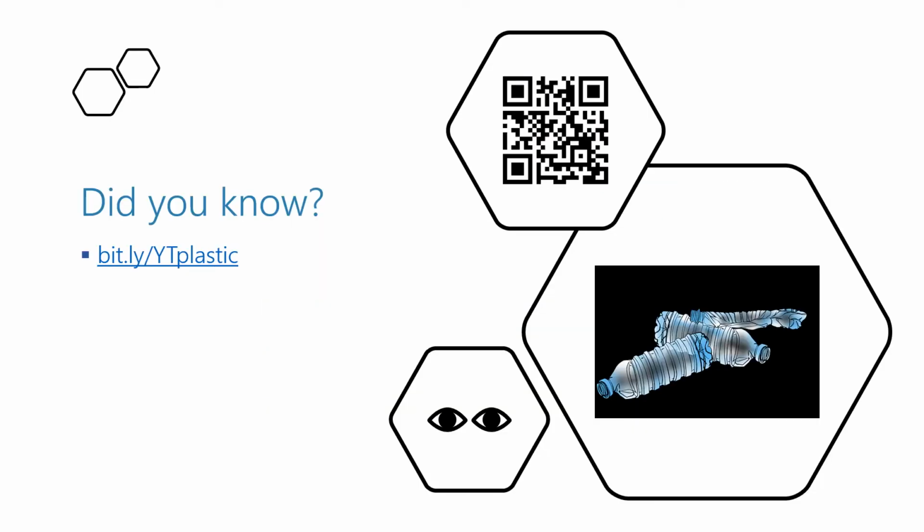By clicking on this link or scanning the QR code, it'll open up a YouTube video about plastic bottles. Don't forget to fill in the chart that you've made while you're watching it. Once again, pause the video and then open the link. Sit back with your charts handy and you might even learn something you didn't know before.